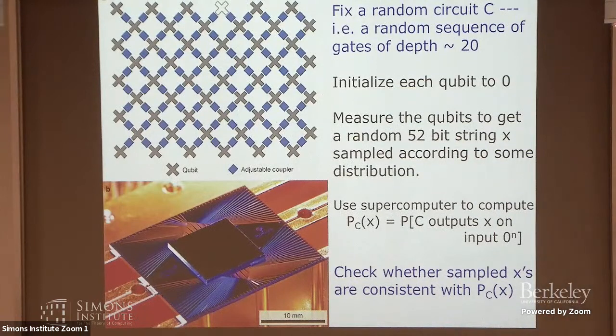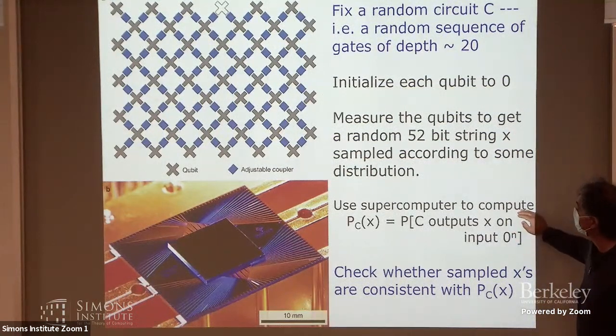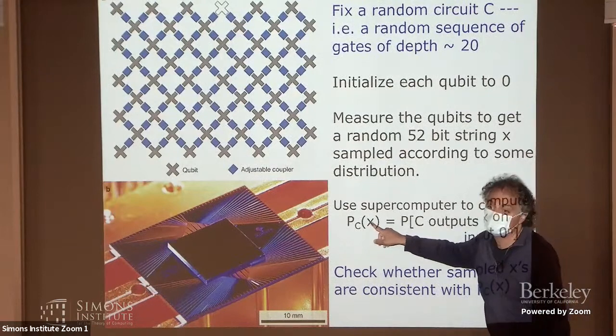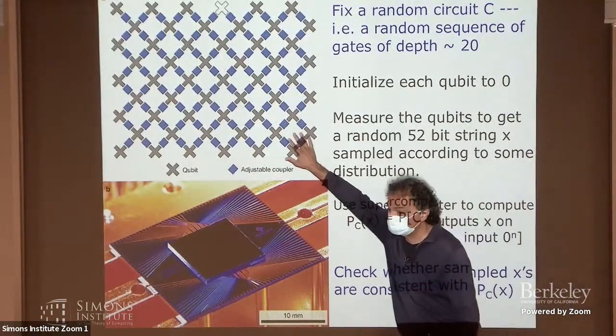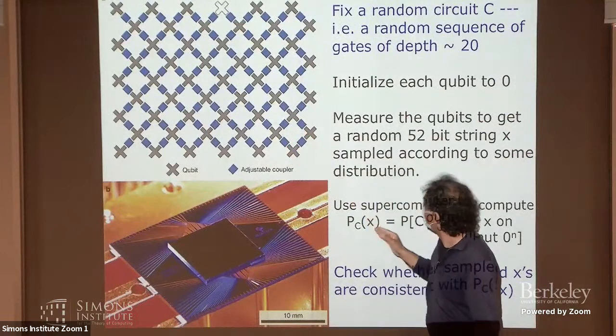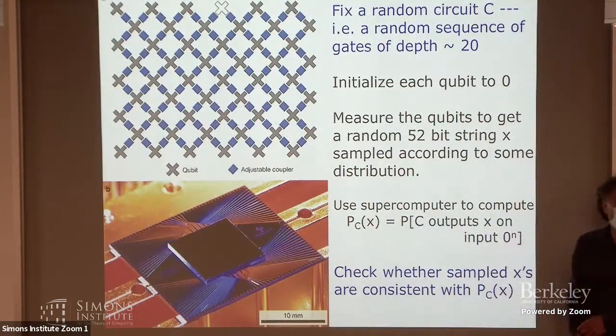And then, in order to do their statistical test, they also needed some help. So they said, okay, now let's use a supercomputer to compute the probability that X should have been output if this device that they had was really this quantum circuit that they had picked. So that requires an exponential amount of time, but luckily 52 is not that big and they could use some heuristics and so on to work this out. And now they needed to check whether the sampled X's were consistent with the corresponding probability. But that was the whole experiment.